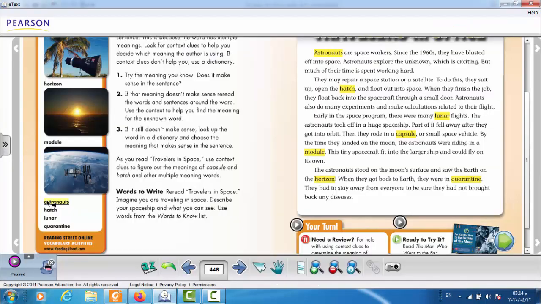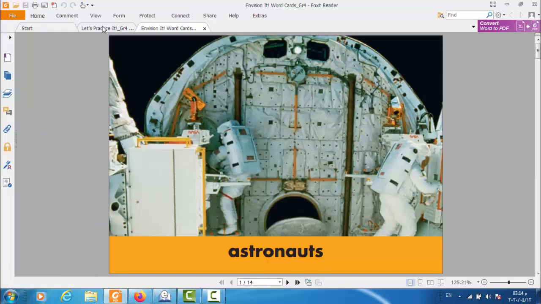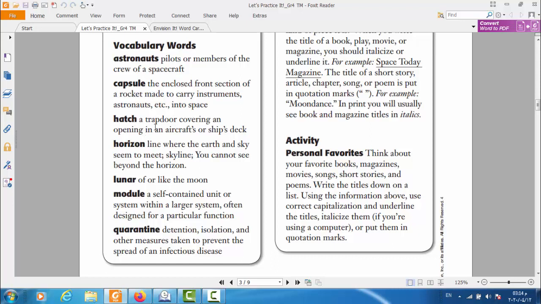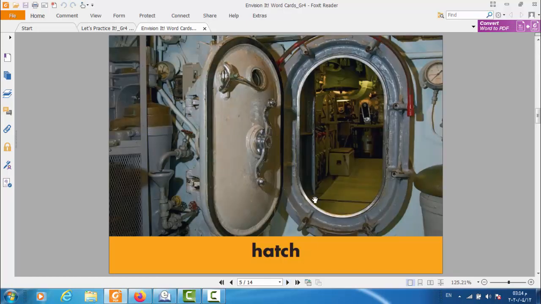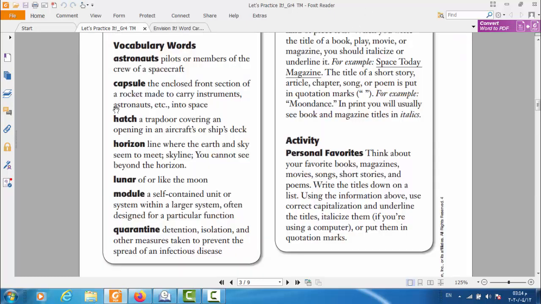The next word after astronauts is hatch. What is the meaning of hatch? Hatch in here is a trapdoor covering an opening in an aircraft's or ship's deck. So the hatch is a trapdoor. So it's a door, right? Let's check it in here. You'll find hatch, like this one. A hatch is a door in the spaceship. This is the hatch, or the door inside the spaceship. The next one.